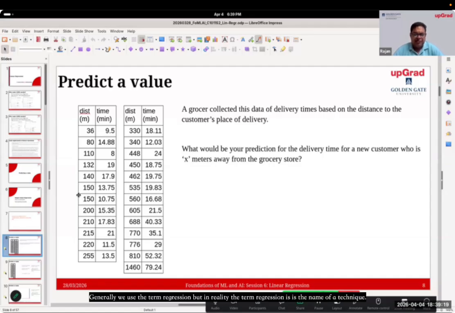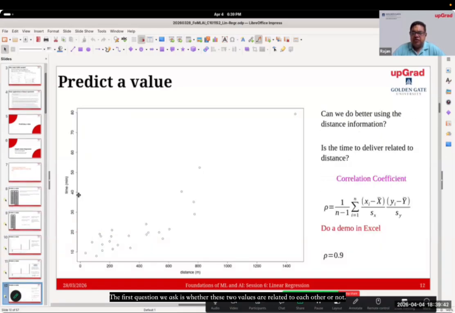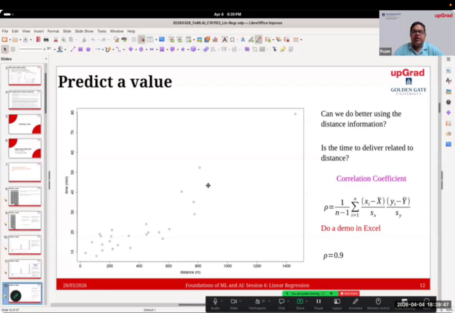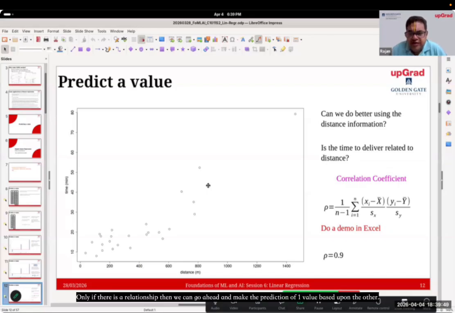Generally, we use the term regression, but in reality, regression is the name of a technique, and people have started using the word regression to mean prediction of a continuous value. The first question we ask is whether these two values are related to each other or not. Only if there is a relationship can we go ahead and predict one value based upon the other.